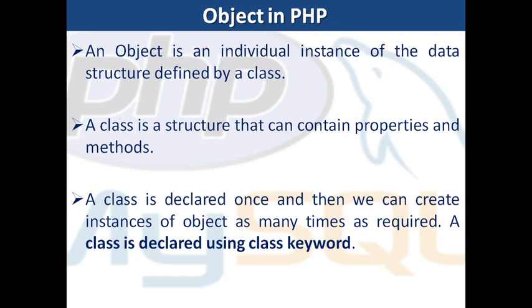Object in PHP. An object is an individual instance of the data structure defined by a class. What is a class? A class is a structure that can contain properties and methods. What are properties and methods? The data elements stored within an object are referred to as its properties, and the information or code describing how to process the data is called the methods of the object. A class is declared once and then we can create instances of the object as many times as required. A class is declared using the class keyword.